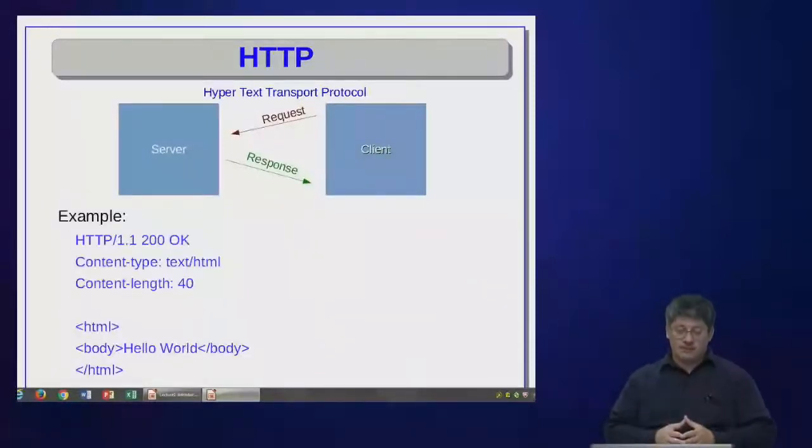So for example, a response might look like this. The version is HTTP 1.1, and the page was there, so we got a 200 OK status. That status and version information is followed by two headers in this example, a content type of text HTML, so this is a web page, an HTML web page, and a content length of 40 bytes. And those 40 bytes consist of this web page. There's an HTML tag, a body tag that says hello world, a slash body tag to say, okay, that's the end of the body, and then slash HTML to say that's the end of the web page.